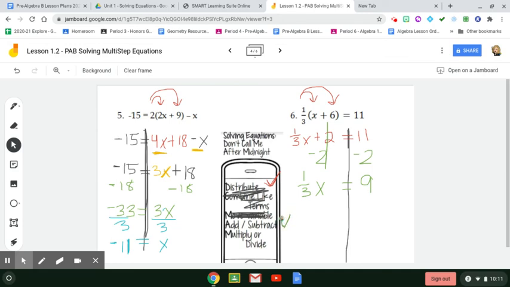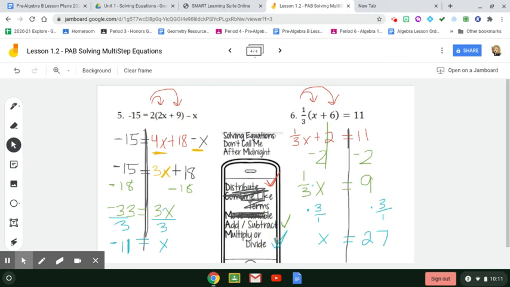Okay, now I'm on to multiplying or dividing. So I've got to get rid of that 1/3 that's with my x. So I could say divide by 1/3 on both sides. The better answer would be saying multiply by your reciprocal, which is 3/1. So I can do that in my head. Either way will work. It does not matter. You can say divide by 1/3, or you can say multiply by 3/1. Whatever way you do it, your answer is still going to be x equals 27.